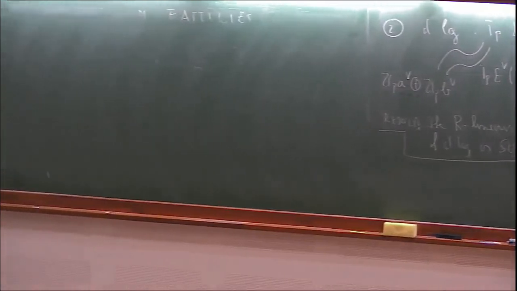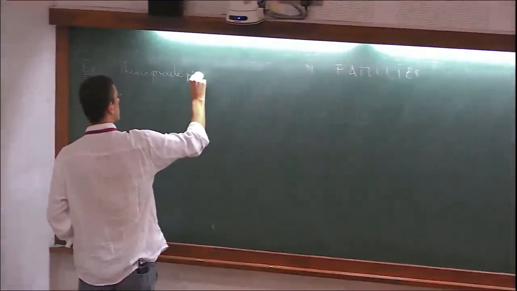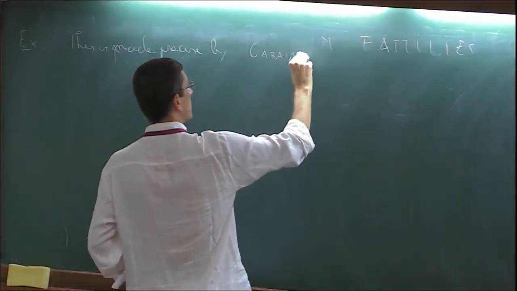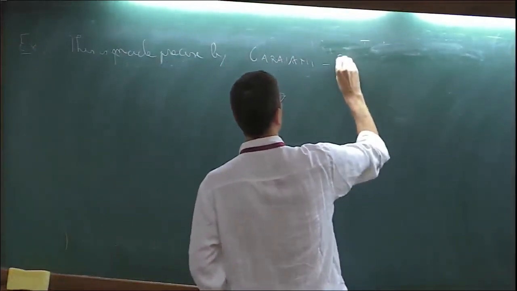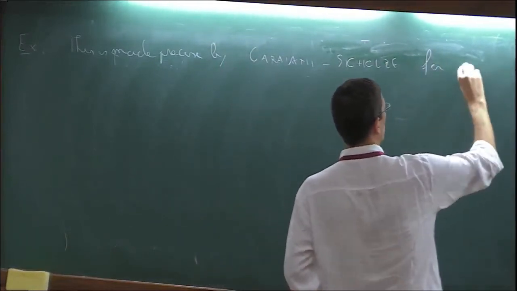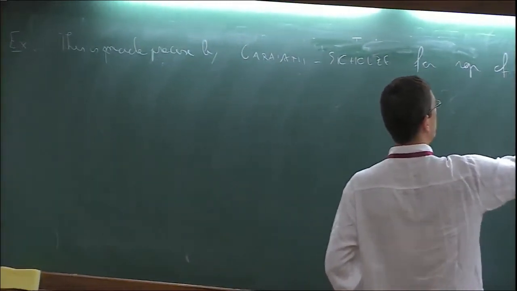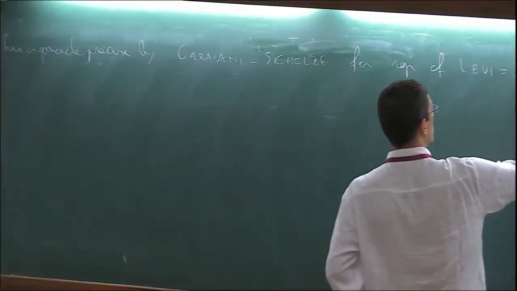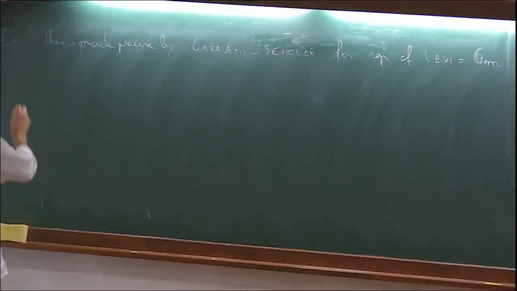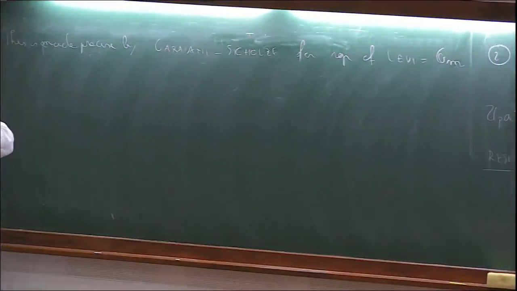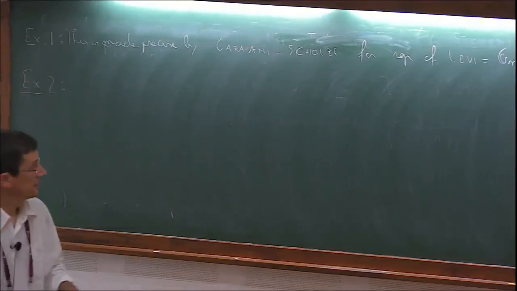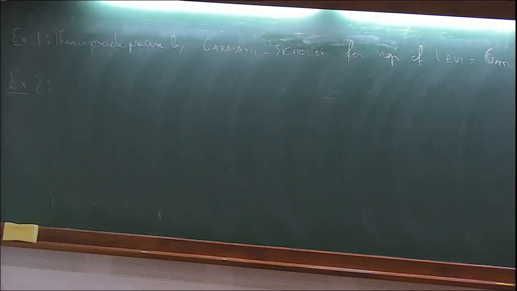So this is made precise by Scholze for representations of the Levi, which in our case is Gm, but it's some more general theory. But it's not sufficiently general for us. Let's consider the case over there.